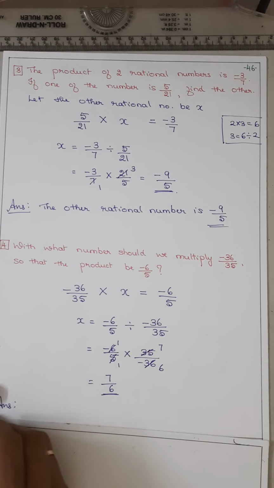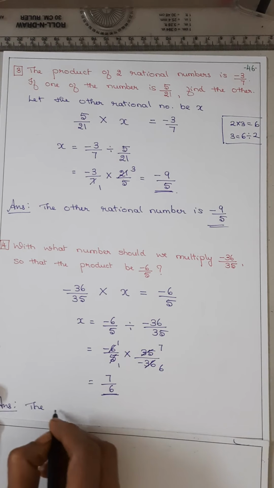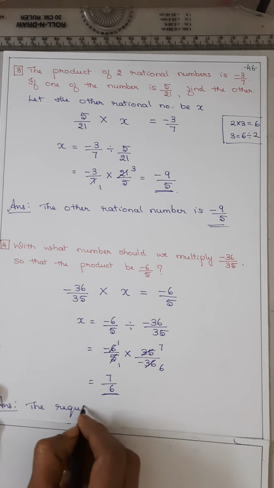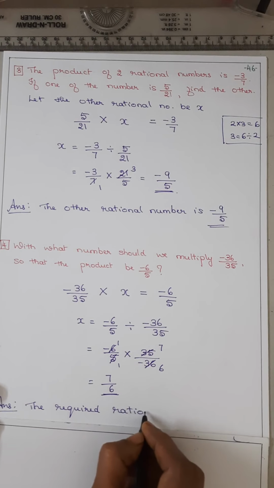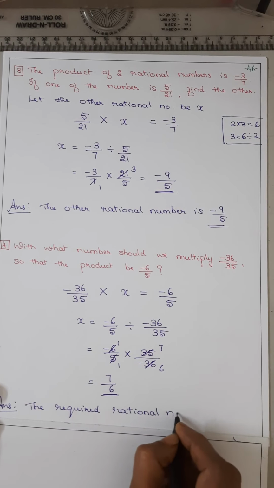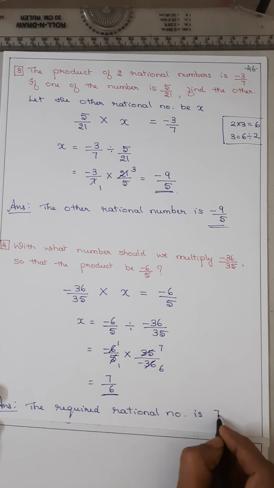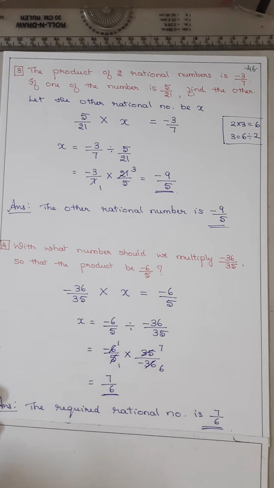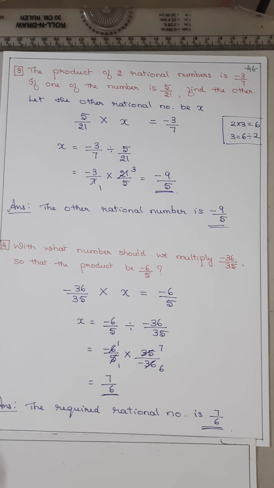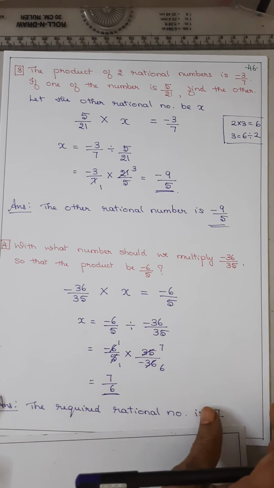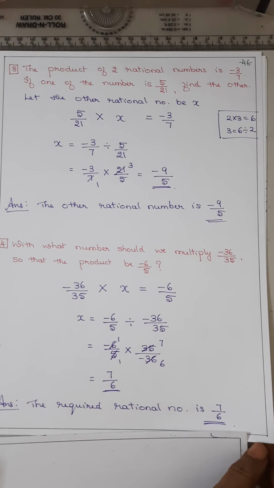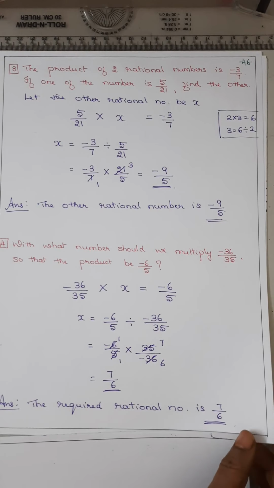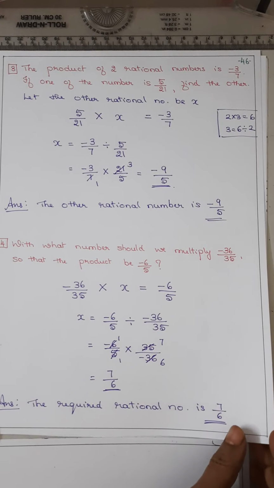The required rational number is 7/6. Hope you have understood these word problems. Okay, understand it properly and then solve the sums.